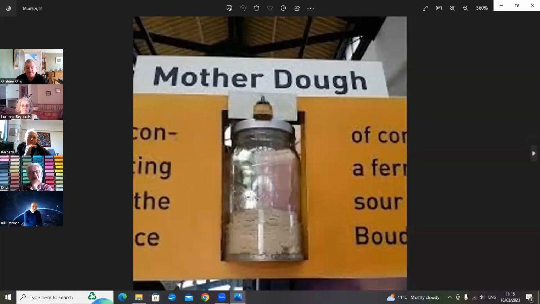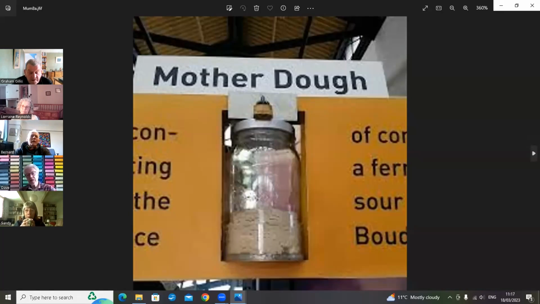Mother dough. I've never come across this before. Bernard, do you know about this? Sourdough. Well, no, I've not heard people call it mother dough. I have. When you're making bread, it's a pre-ferment or sourdough starter. So it's a mixture of flour and water fermented with bacteria, and it's sometimes left to stand for days or weeks before it's used.